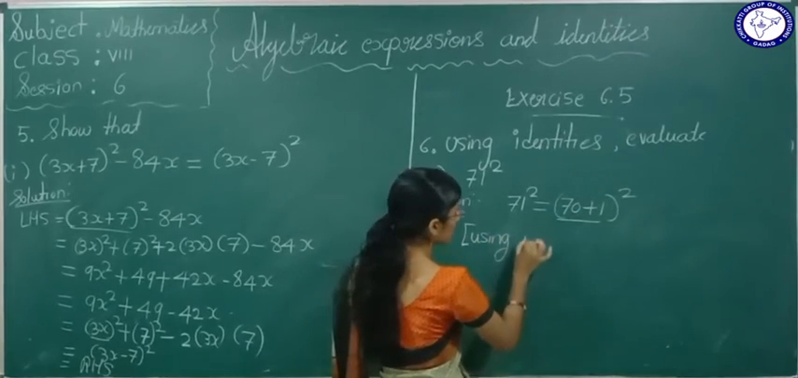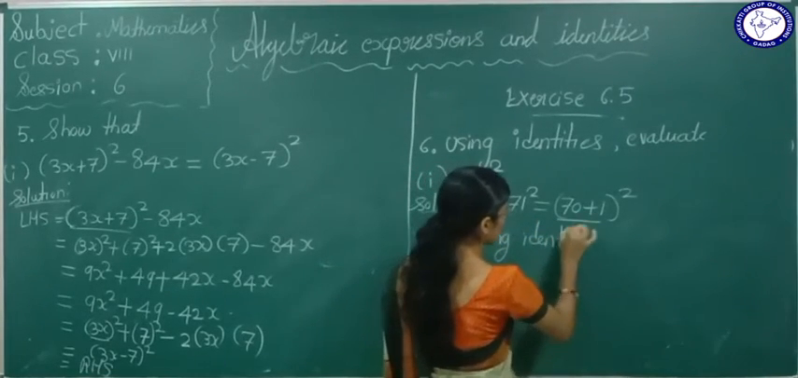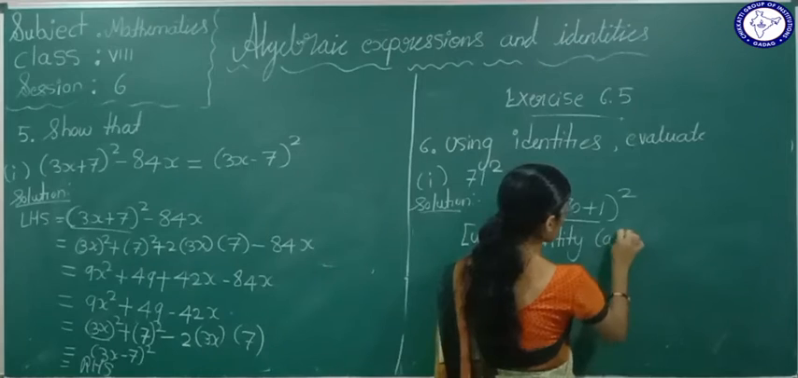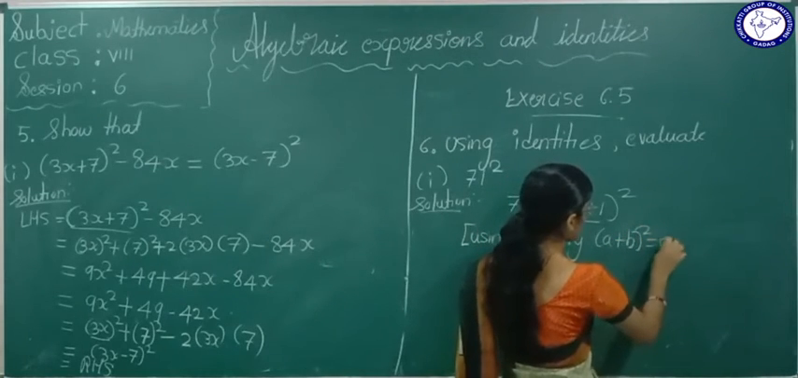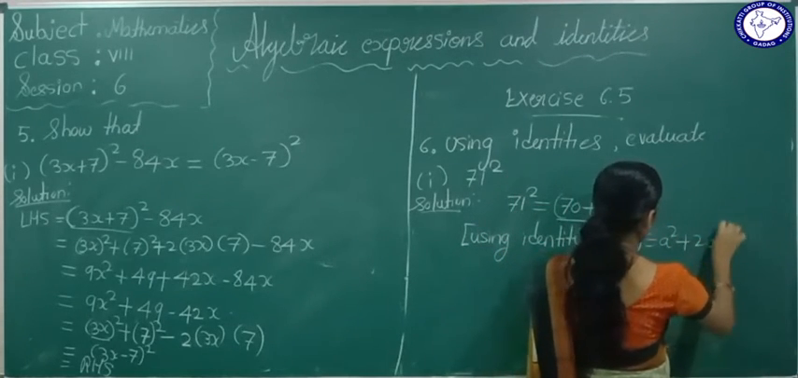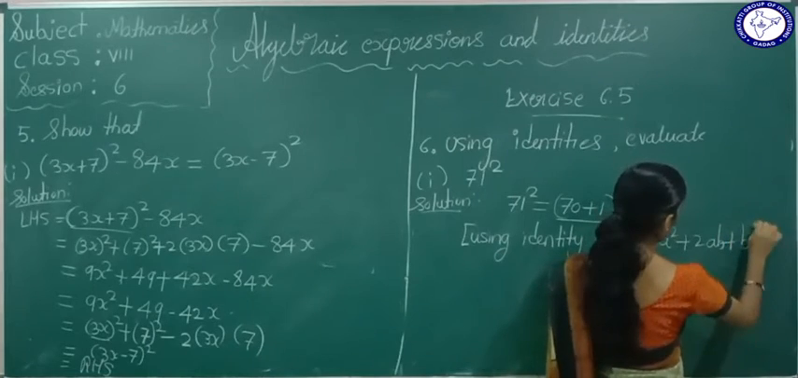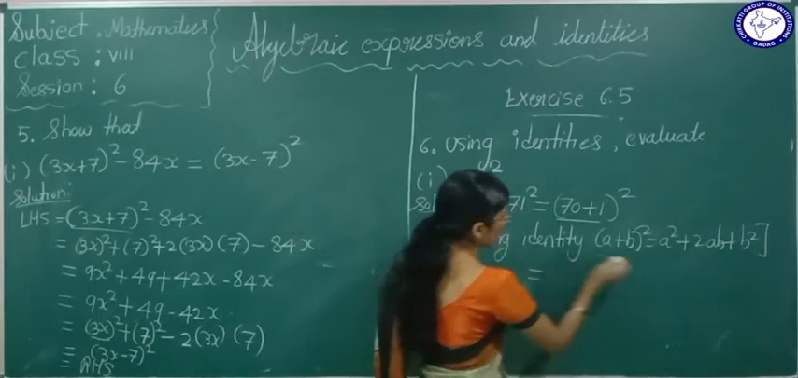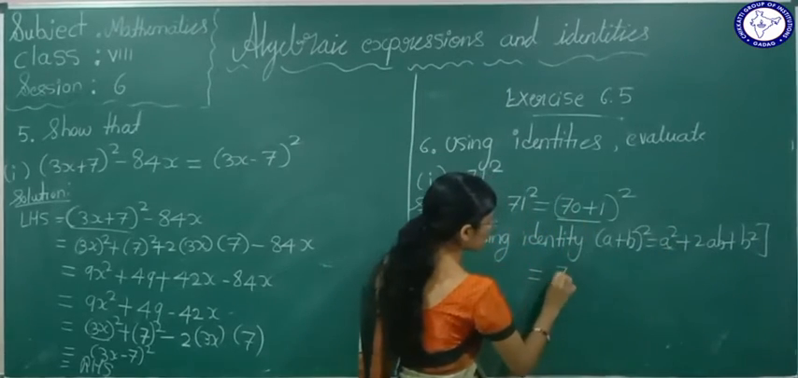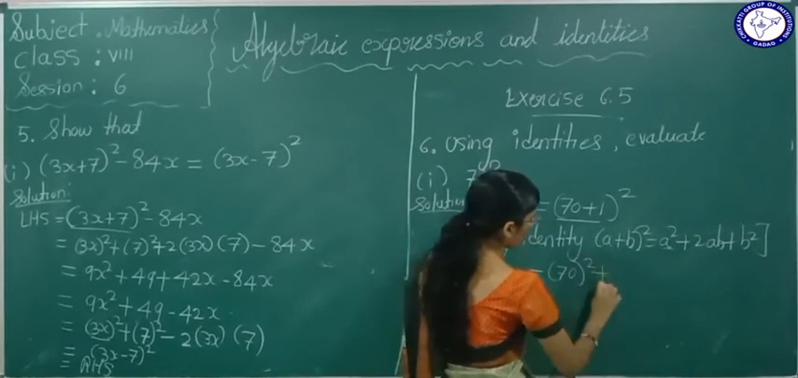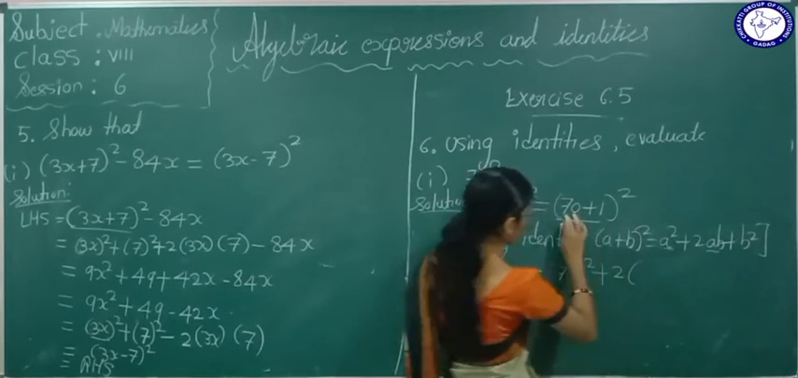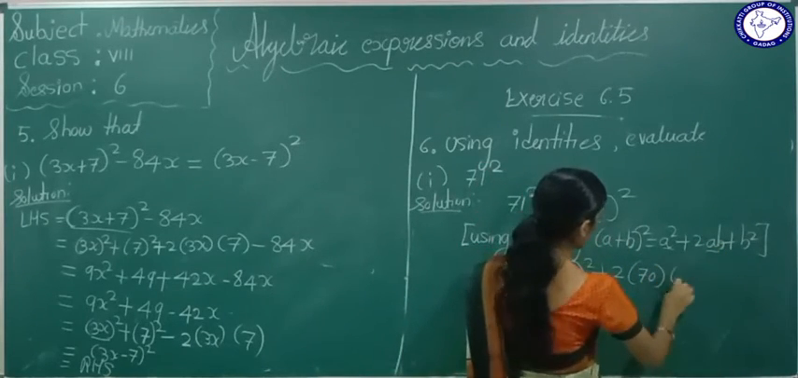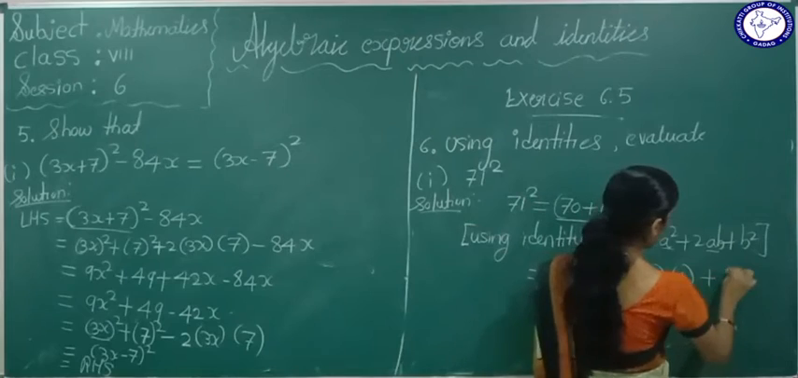Now tell me, using identity, which identity we can use here? Identity, (a plus b) the whole square is nothing but a square plus 2ab plus b square. We can use this identity here. So it is equal to a square, that means 70 the square plus 2, in place of a 70 is there, in place of b 1 is there, plus 1 the whole square.